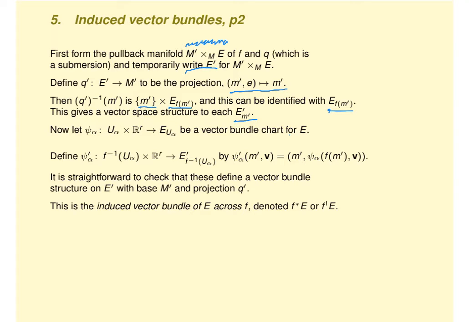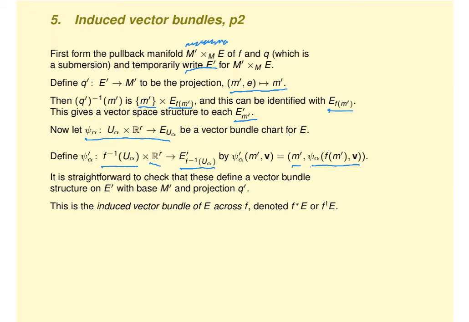Now I need to define the charts. I start off with a chart for E, and I do what's pretty well obvious. I'm going to define the chart for the induced vector bundle on the pullback of U alpha. So that's an open set in M prime. It's going to have the same fibre type. And here, this is going to be the set of points of E prime which project down to F pre-image U alpha. And the formula is pretty well automatic. The M prime stays put, and psi alpha is applied to F of M prime and V.